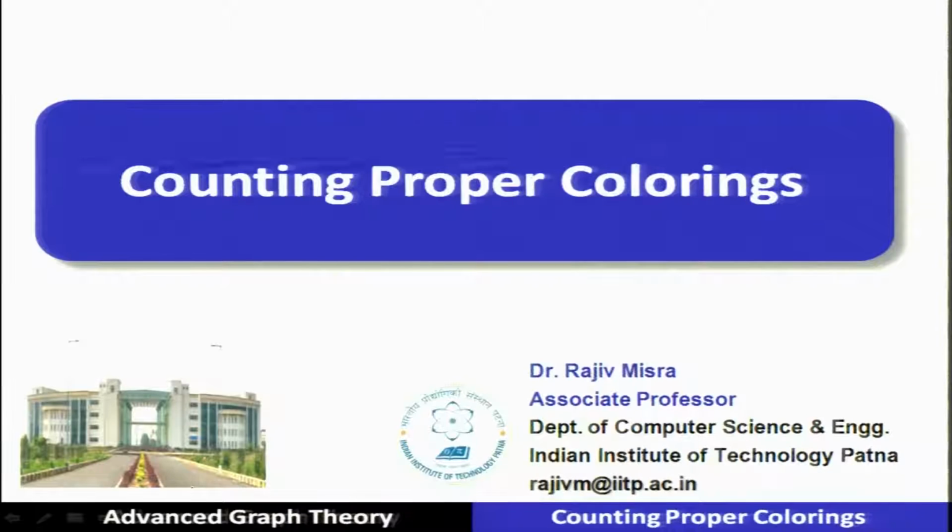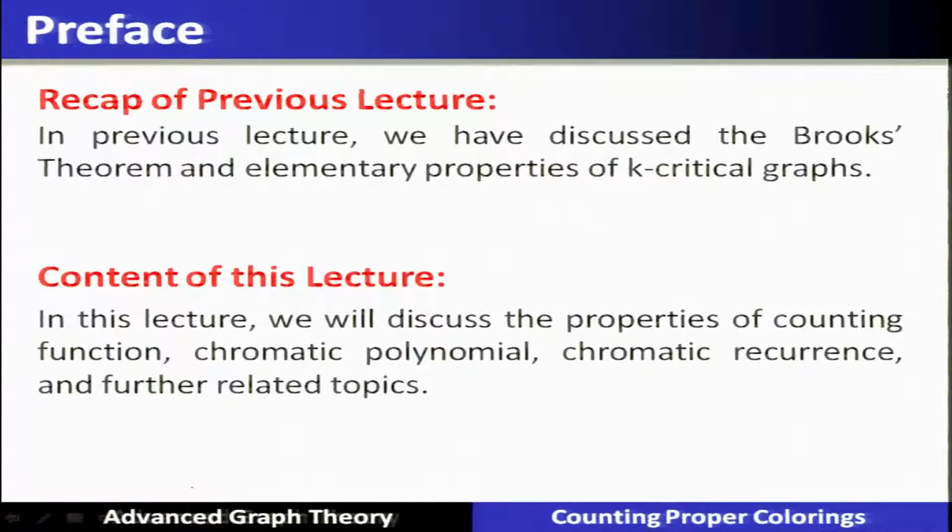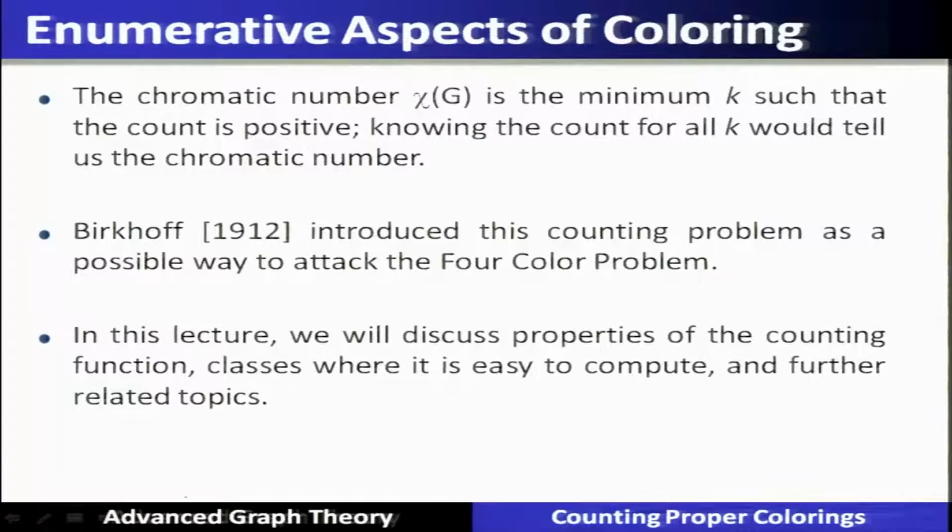Counting proper colorings. Recap of the previous lecture: we have discussed Brooks' theorem and some properties of critical graphs. In this lecture, we will discuss the properties of the counting function, also known as enumeration of the colorings in a graph. We will also see the chromatic polynomial, the chromatic recurrence, and other important enumerative aspects of coloring.